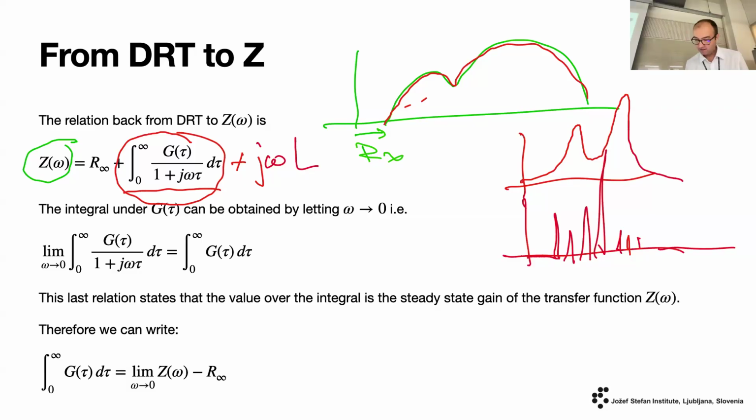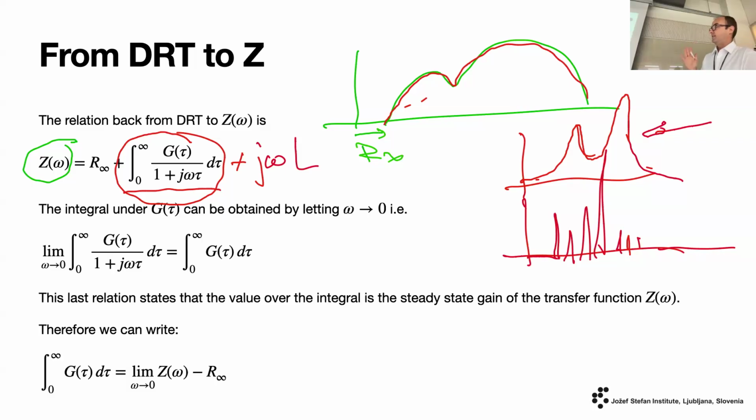Because when we integrate these peaks, it will give the same area as this above. So we can think of numerous candidates for g of tau, the distribution of relaxation times. It's an ill-posed problem. There is not a single solution. But we would like to see something like this, and because we would like to see it, we have to somehow force the solution to look like that.